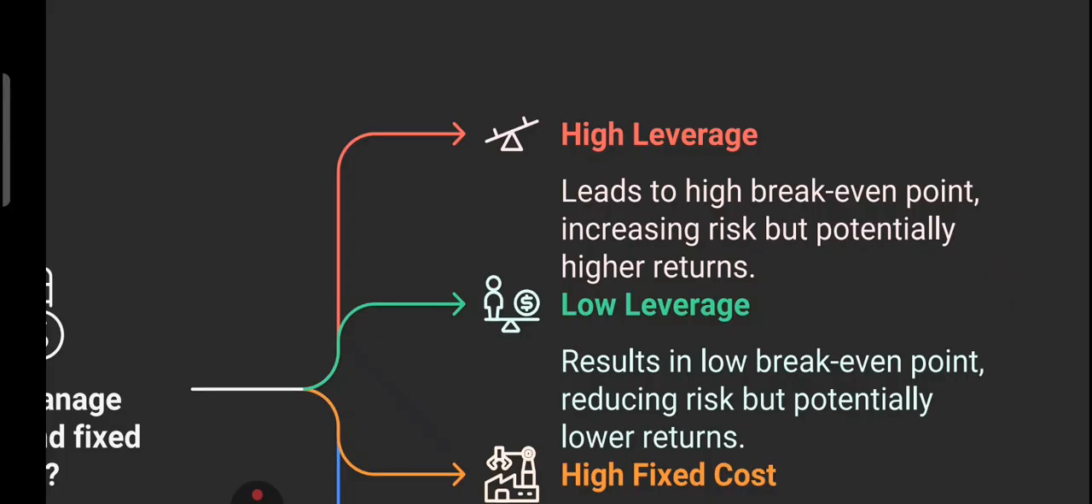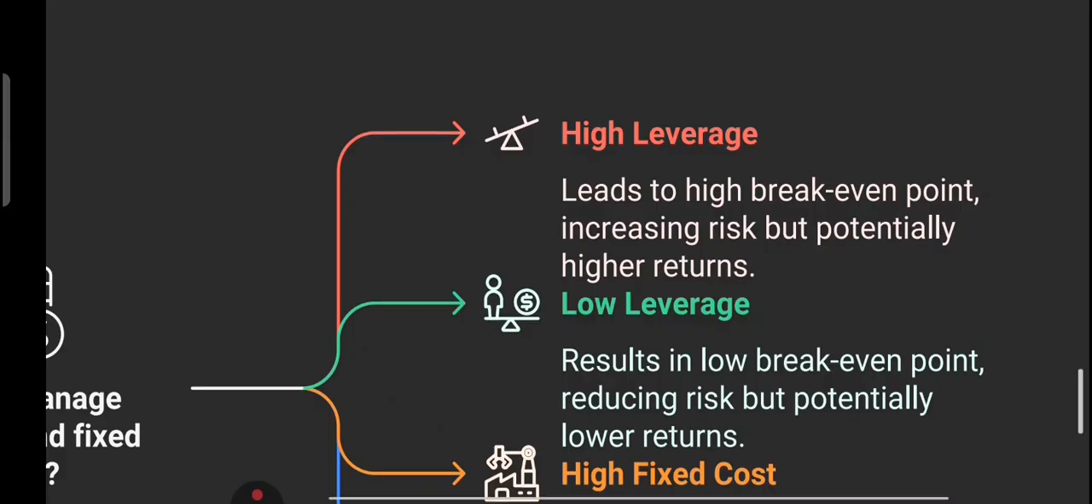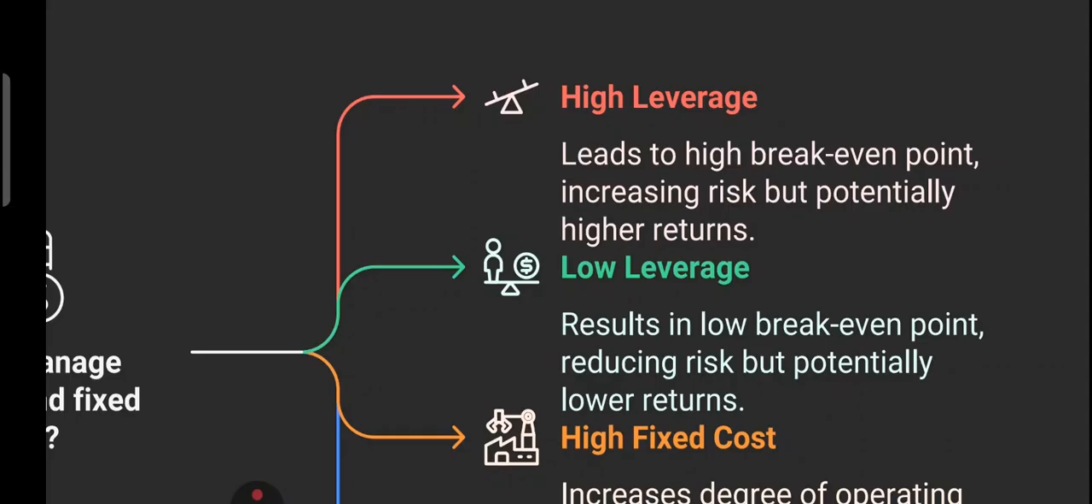So I hope the meaning of high leverage is clear. That means you are using more borrowed fund or fixed financial obligation, right? So this more borrowed fund or fixed financial obligation pushes your break-even point higher, increases the risk, but also opens the door to higher profit when things go right.